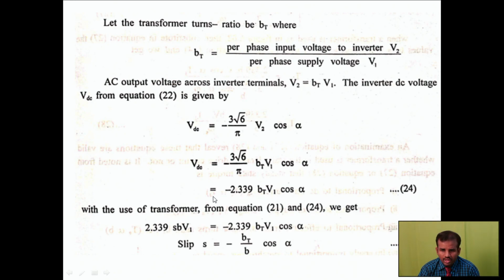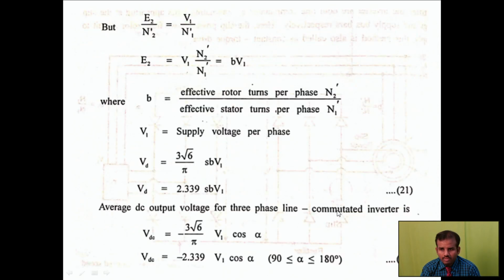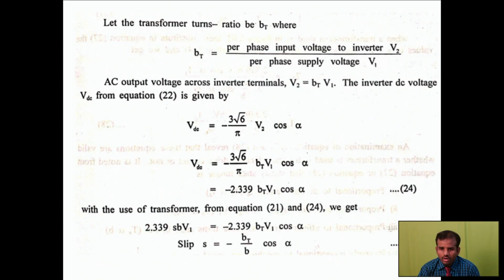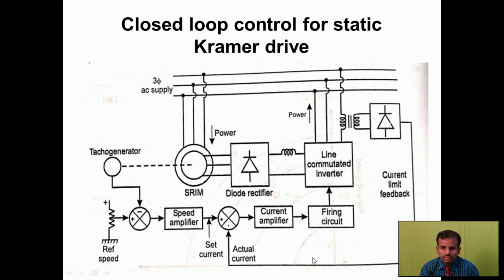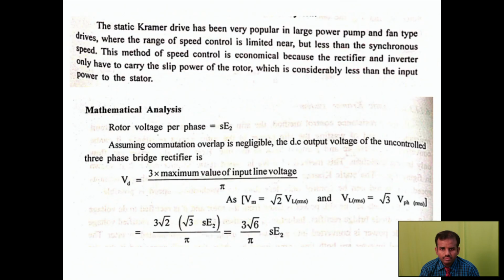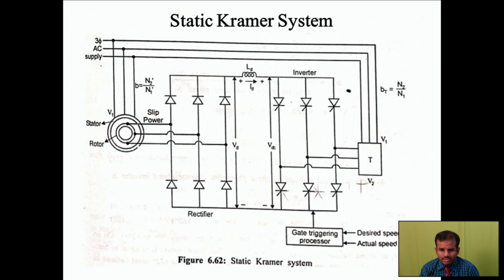Now we have to equate equation number 21 and equation number 24. Equation number 21 is VD equal to 2.339 S V1, and the other is minus 2.339 BT V1 cos alpha. Equating these two equations, the slip S is equal to minus BT cos alpha. So this is the slip value. That's all about the static Kramer system.